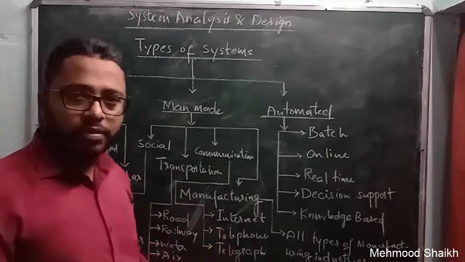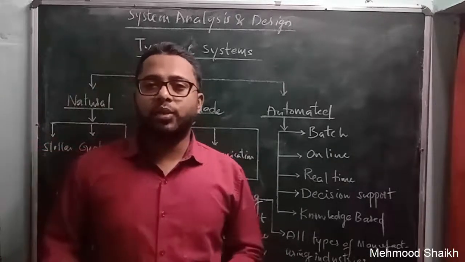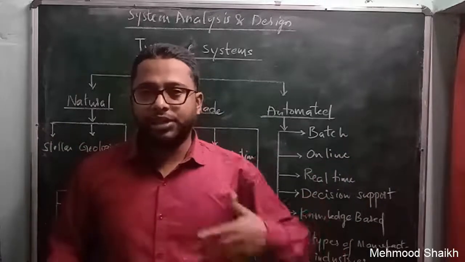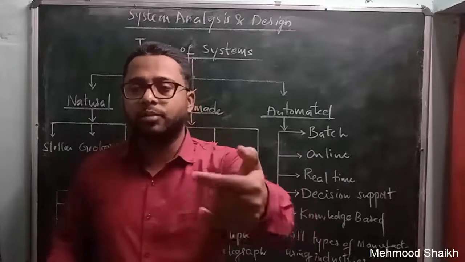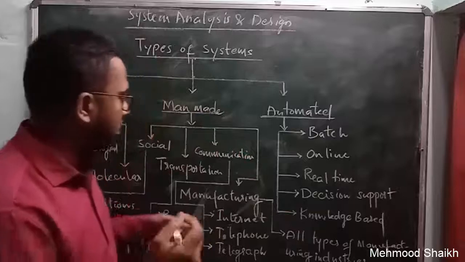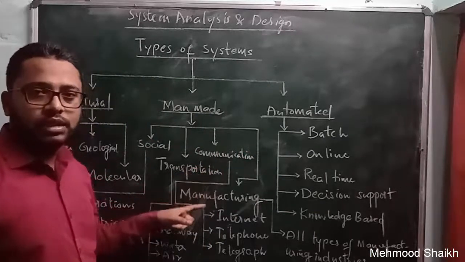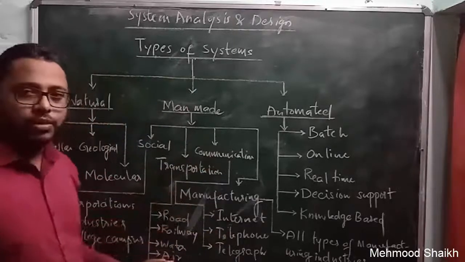Now there can be many types of examples for a communication system, one of which is the internet. Nowadays people are using the internet to communicate with people who are located far away from us, and we are sharing our information with them. So that media is an example of a communication system, and this internet is an example of a communication system.